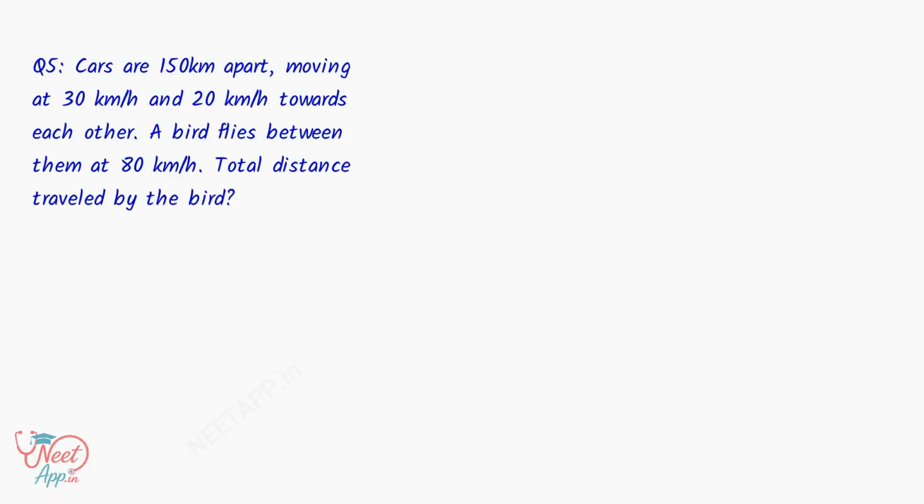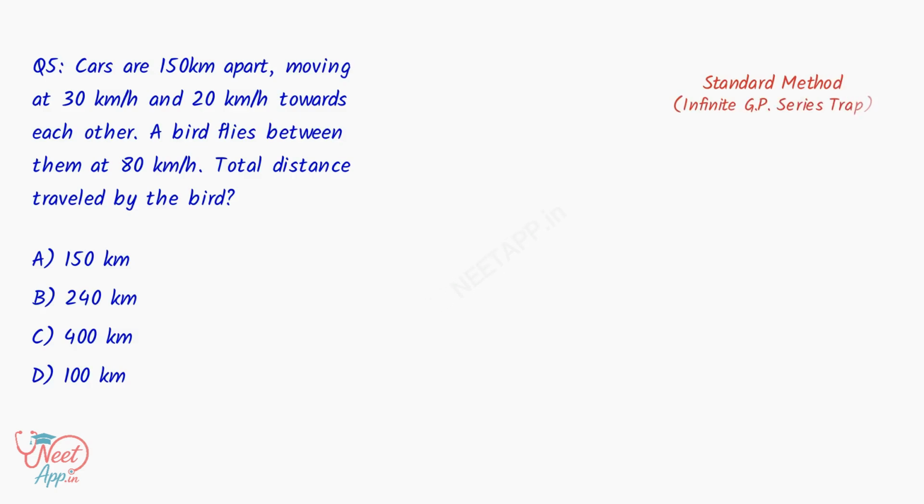Let's solve this complex question in 30 seconds. Two cars are 150 kilometers apart and moving towards each other at 30 kilometers per hour and 20 kilometers per hour. A bird starts from one car and flies back and forth between them at 80 kilometers per hour until the cars meet. What is the total distance traveled by the bird? The standard textbook method is a massive time trap.